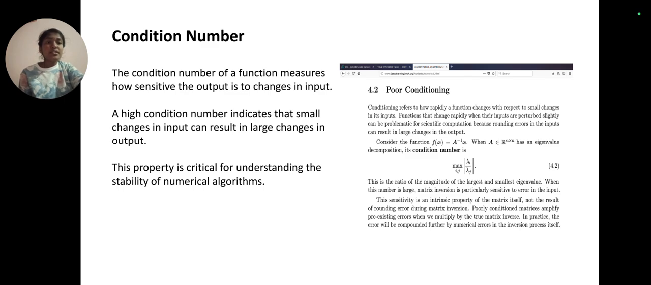Condition refers to how a function changes with respect to small changes in its inputs. Functions that change greatly with small input changes can be problematic for computation, because rounding errors in the input can result in large changes in the output. This property is critical for understanding the stability of numerical algorithms.